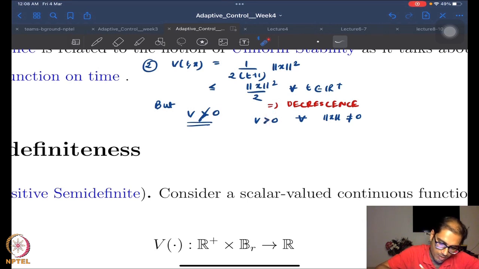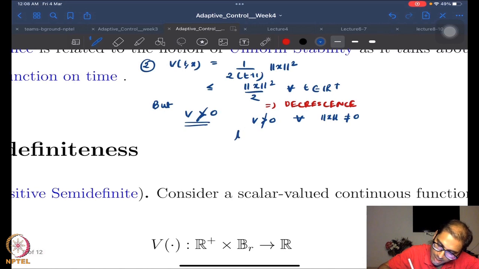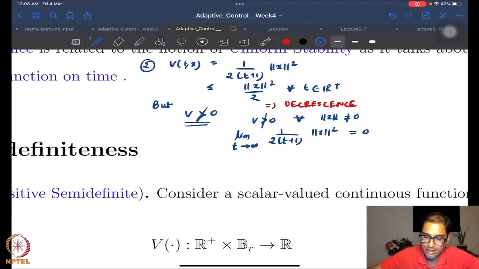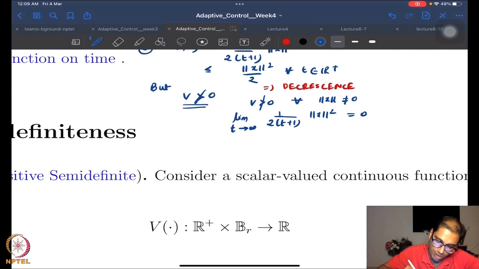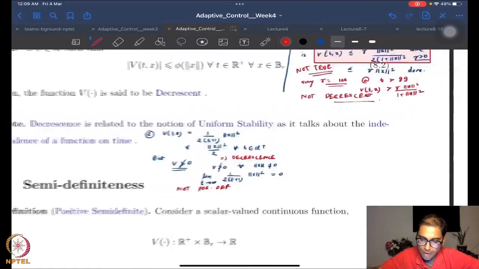Again, I'll say no. Limit as t goes to infinity, 1 over 2 t plus 1 norm x squared is 0. It doesn't matter what norm x is, it is irrelevant. As I push t larger and larger, this is going to go to 0. Therefore, V is not positive definite. So we have some sort of contradictory examples.